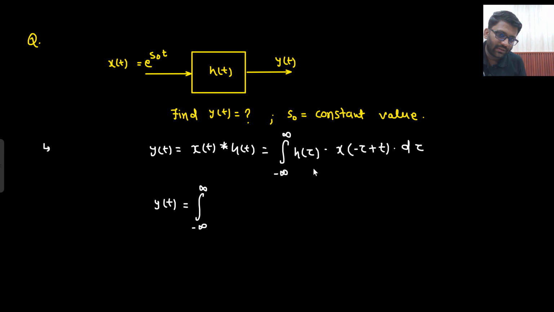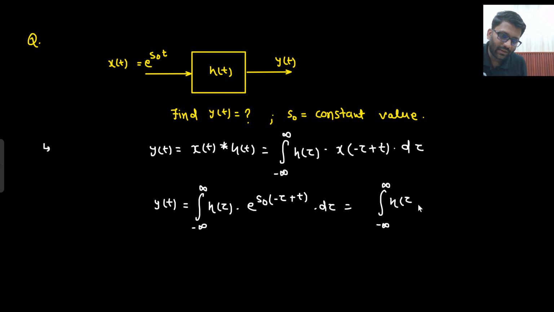So h of tau as it is. In place of x(t), what do you need to put? In place of t, what do you need to put? Minus tau plus t. So in place of t, I need to put minus tau plus t, d tau. How can I open it? Minus infinity to infinity h of tau e to the power minus s naught tau, e to the power s naught t, d tau.